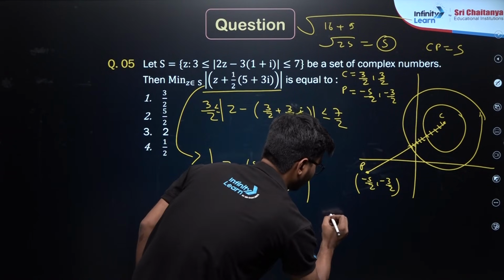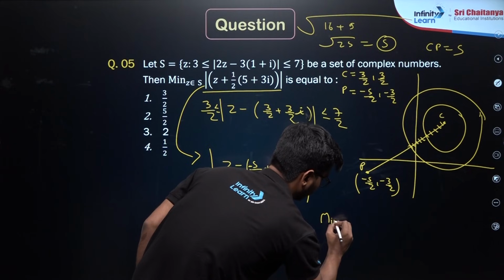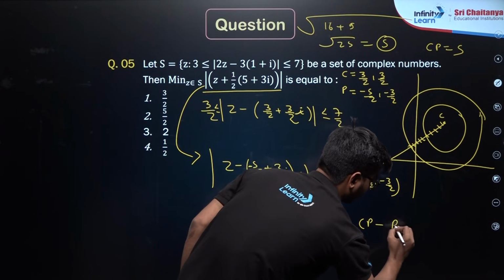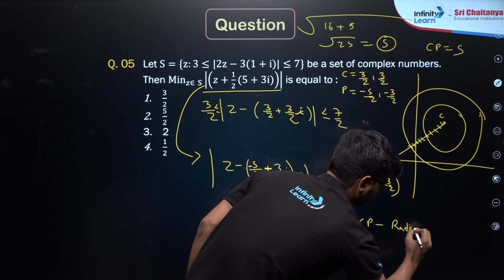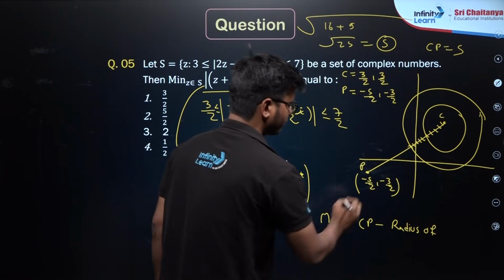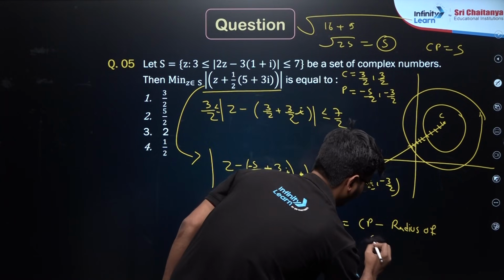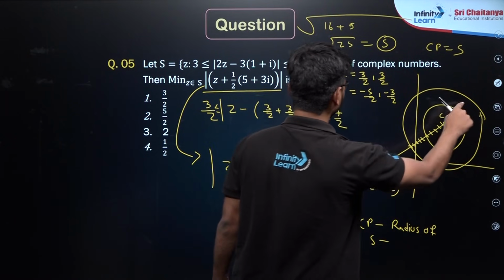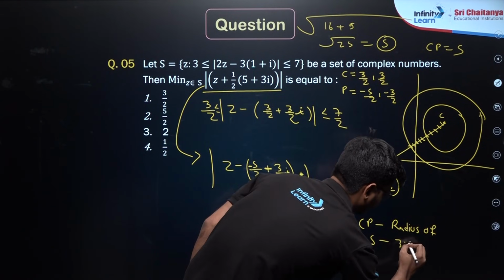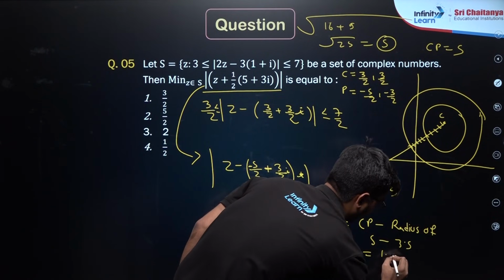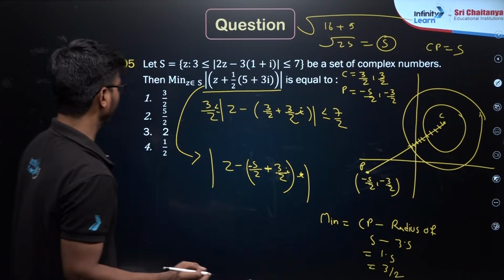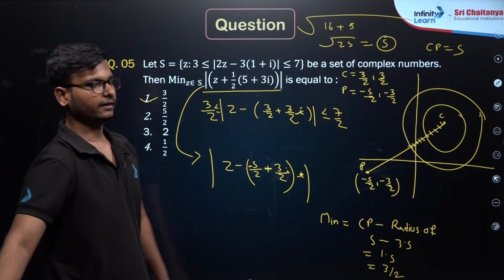So I can write the minimum distance is equals to CP minus radius of outer circle. Correct? Radius of outer circle, you can understand it. So CP we are getting as 5, and outer circle means bigger circle, and the bigger circle radius is 3.5. So if I have minus 3.5, I am going to get 1.5, and 1.5 is nothing but 3 by 2. So our answer is going to be 3 by 2.